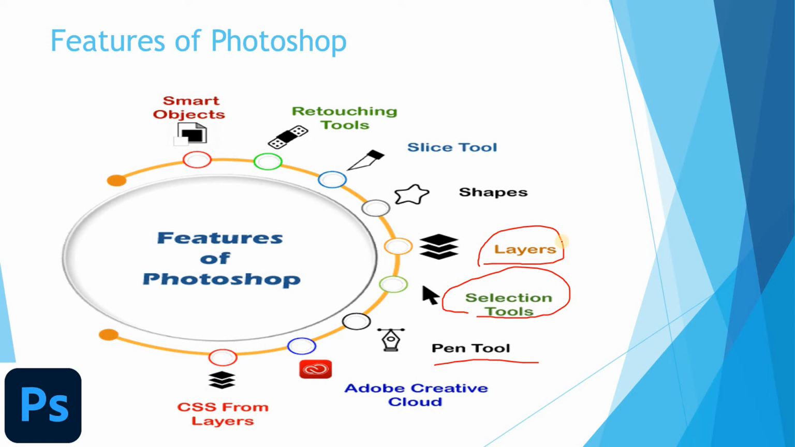So next one is shapes. As the name suggests, we can draw different types of shapes in Photoshop. The Photoshop shape layer feature allows us to keep the original quality of the object while manipulating it.